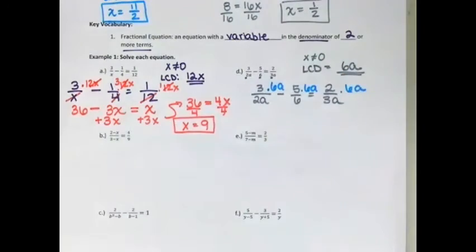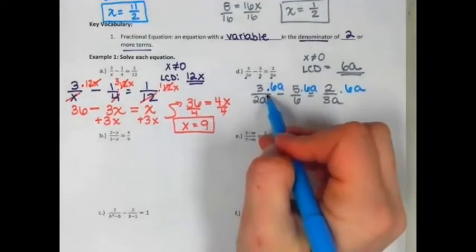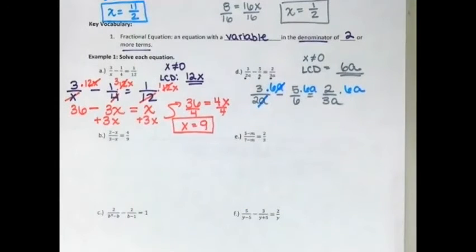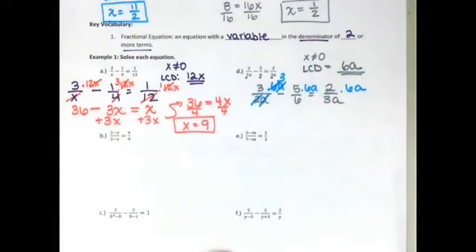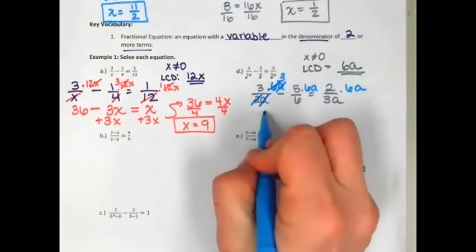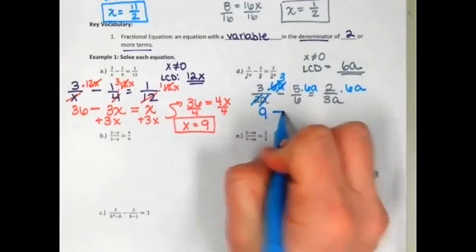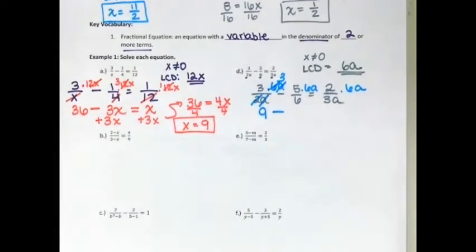All right. So 3 over 2A times 6A. What happens to those A's? Don't they cross out? A divided by A is 1. What about the 6 and the 2? Can I cross out 6 and 2? Yeah, what does 6 over 2 simplify to? 3, right? So what's 3 times 3? 9. Is everyone okay with that?